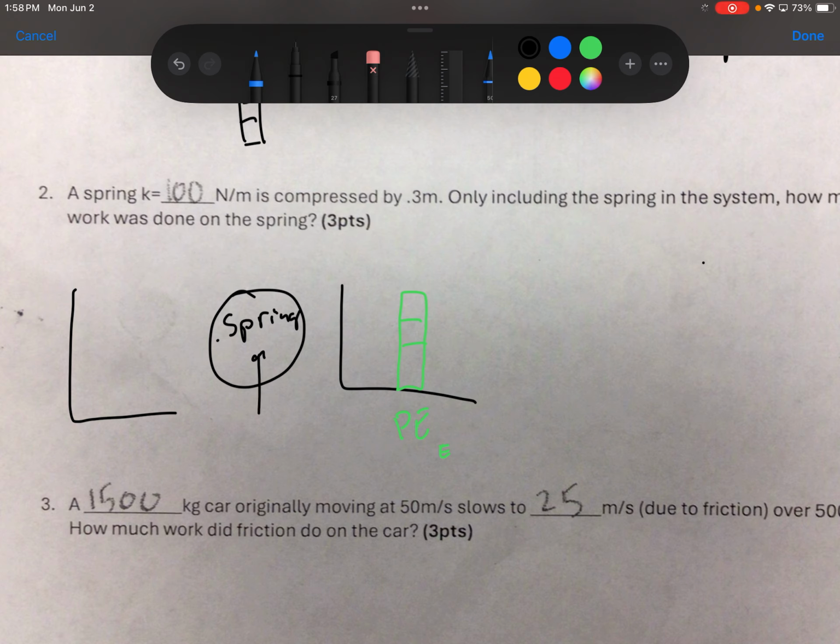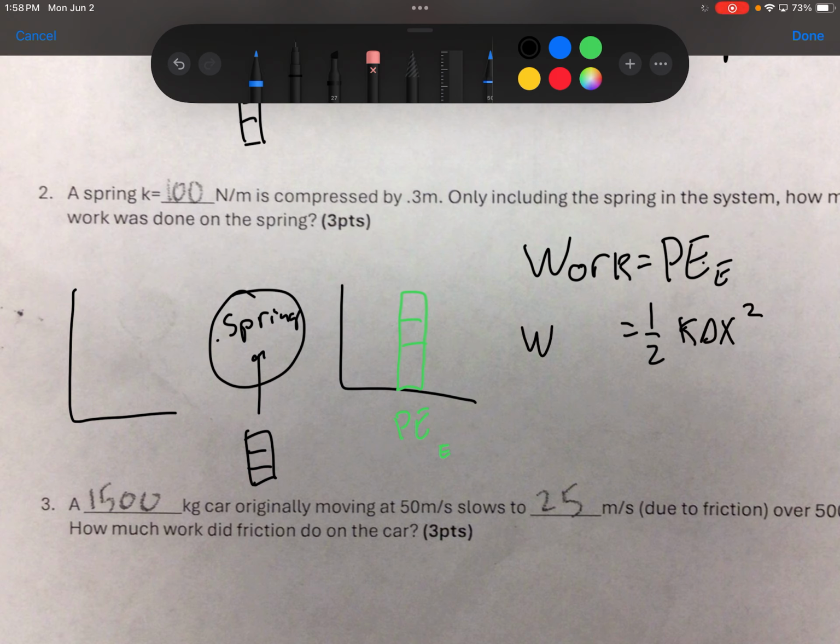Now, work has to come into that system. So here, work is equal to PEE, which is 1/2 k delta x squared, is equal to work. Just put in your values for k. Everybody has the same delta x value, and you will get your answer.